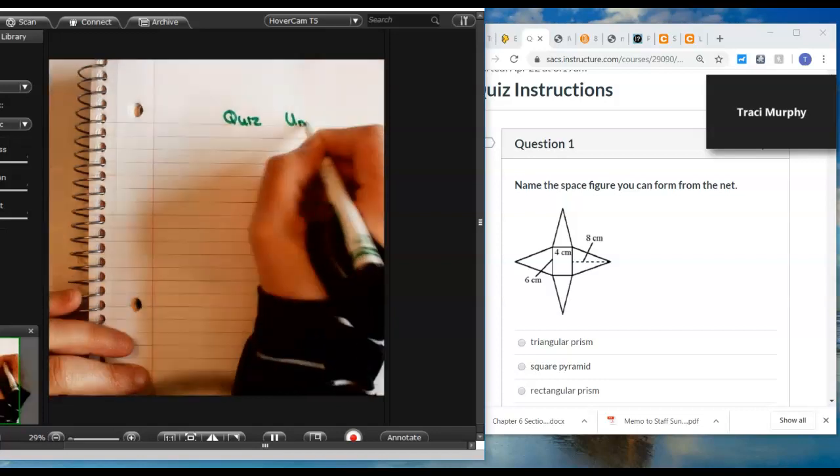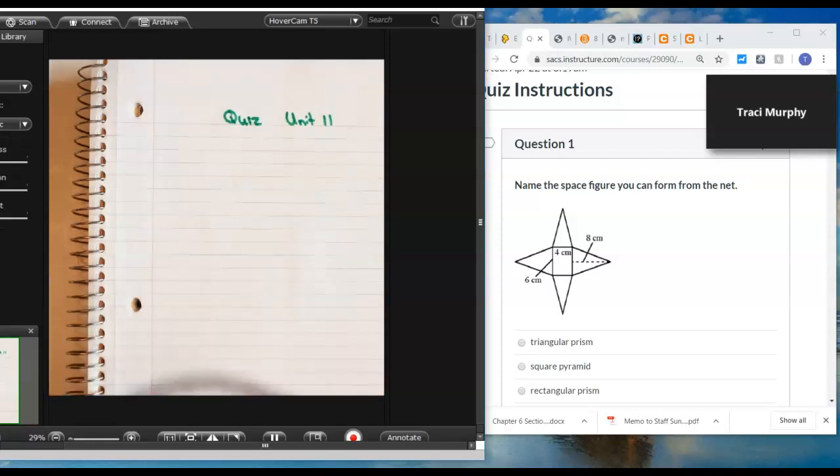All right, I thought I would go through the Unit 11 quiz just because I know there were some questions on there, and see if that doesn't help you out as well. So the first one says name the space figure.